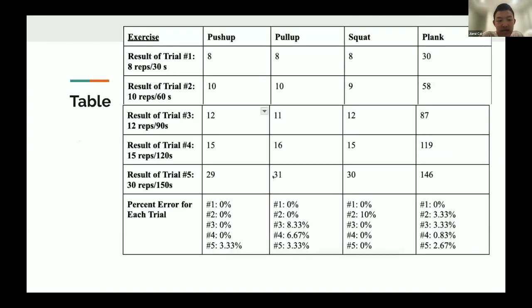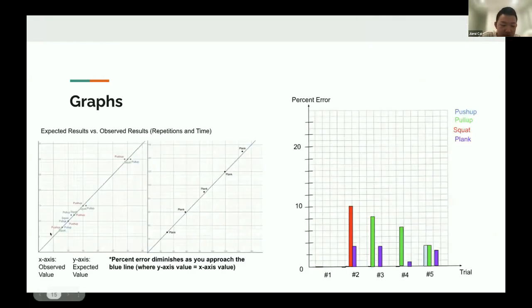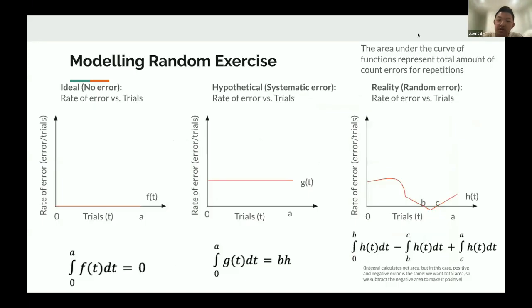So here's a table of data. As you can see, the error is pretty low, but there's still some error, so I'm trying to minimize it. And you can see the graph here. In this case, the closer you get to the line y equals x, the less error, because it's expected results versus observed results. So the slope should be one if it's perfect, right? And here's this chart. As you can see here, the squat has the highest error, and the pull-up has the most frequent error.